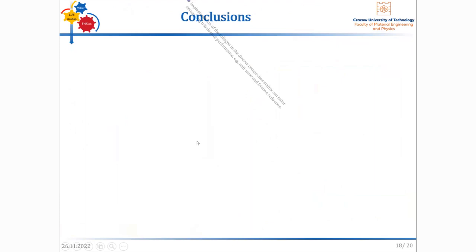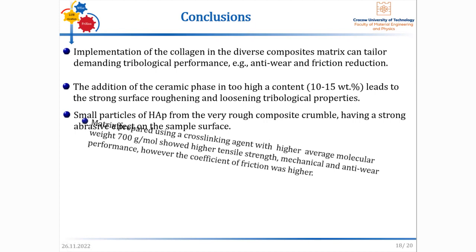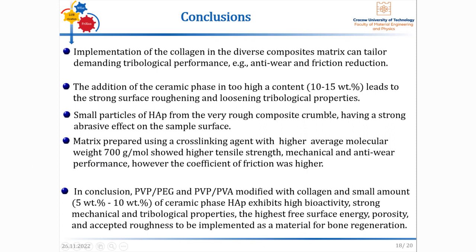In order to conclude, the implementation of collagen in the diverse composite matrix can tailor demanding tribological performance like anti-wear and friction reduction. The addition of the ceramic phase in too high contents, like 15%, was too much, because it led to very strong surface roughening and worsening of tribological properties. In this case, small particles of hydroxyapatite were crumbling, having a strong abrasive effect on the sample surface.